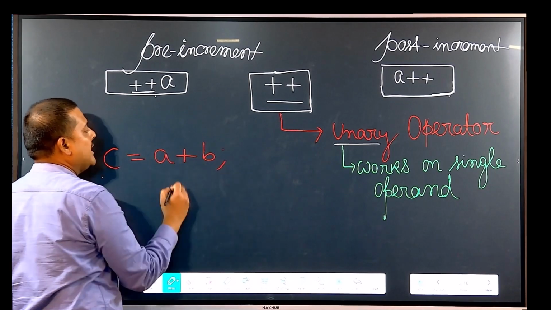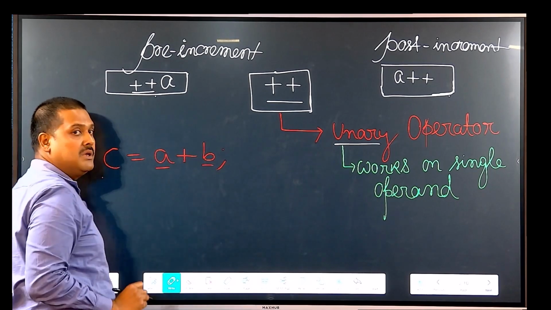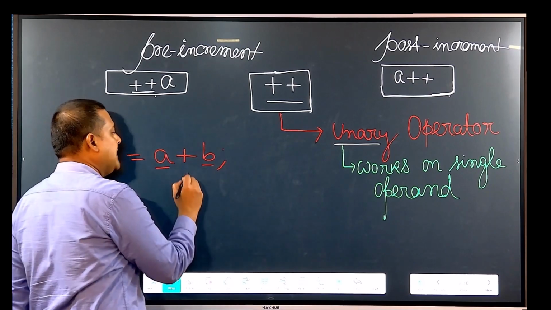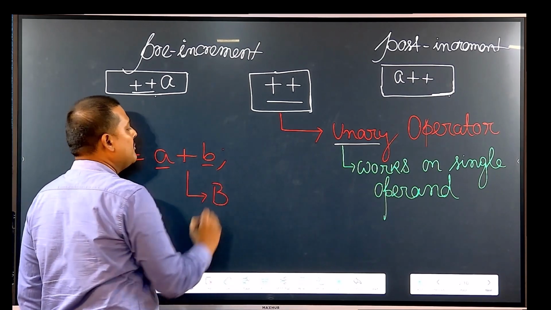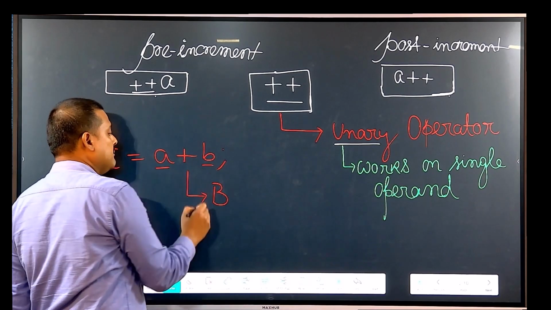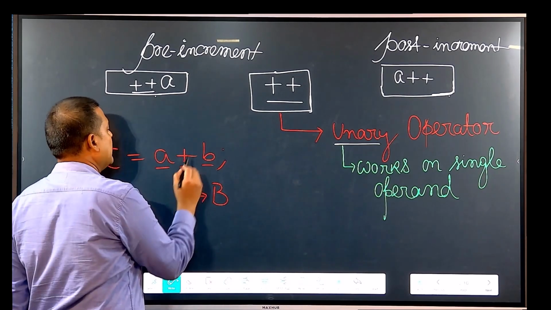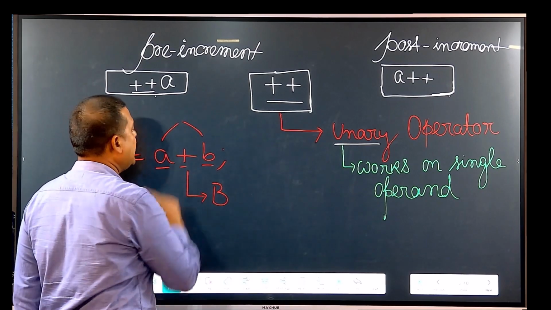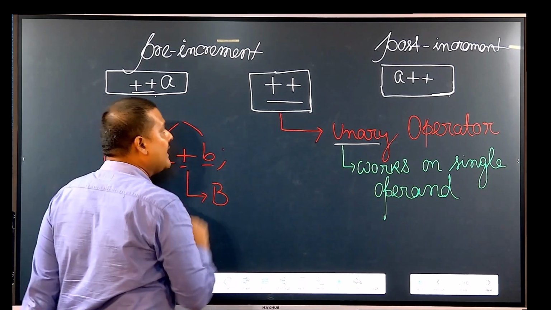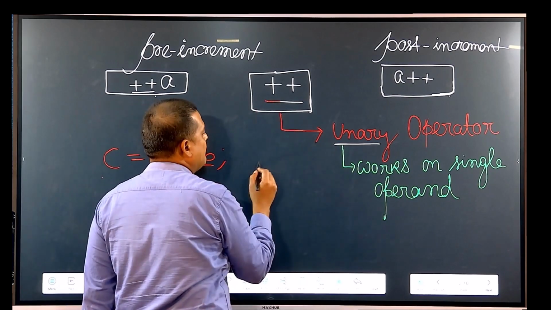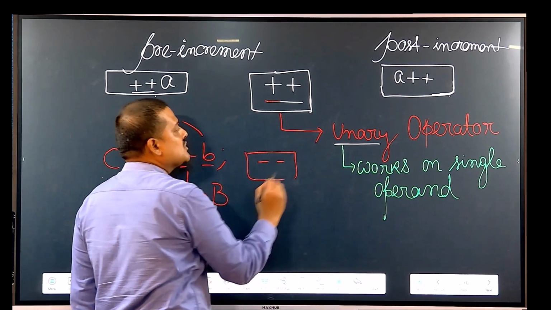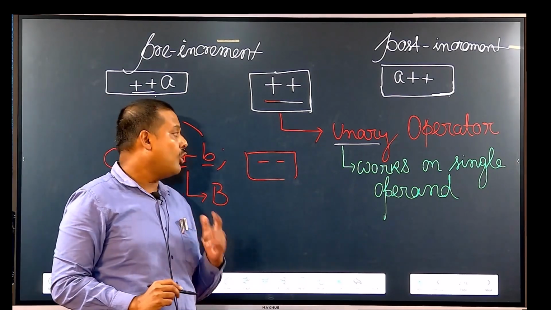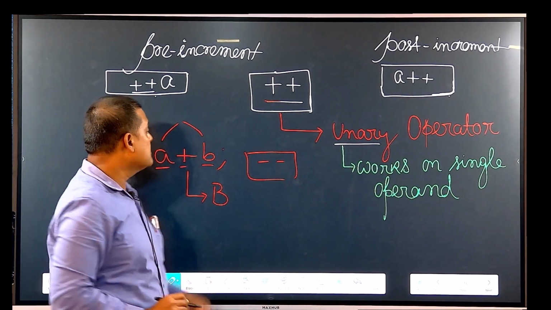What does it mean? Here A and B are called operands, and plus is the operator. Here plus is called a binary operator. Why is it called a binary operator? Because binary means 2. We are using this operator with 2 operands, that is why it is called a binary operator. But here plus plus, or sometimes we use minus minus, is called a unary operator, and this operator works on a single operand. So, let us have a look.